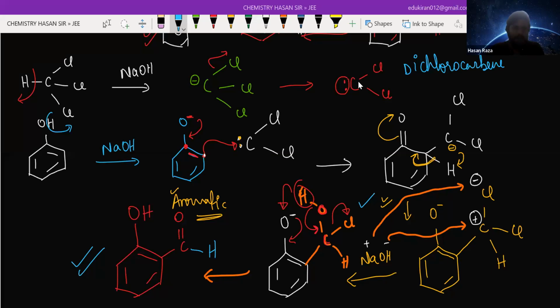This is basically the mechanism. I think it is not in NCERT, right? Please do write it. Let me know. The mechanism is important for your JEE Mains, and they might ask it in board exams.